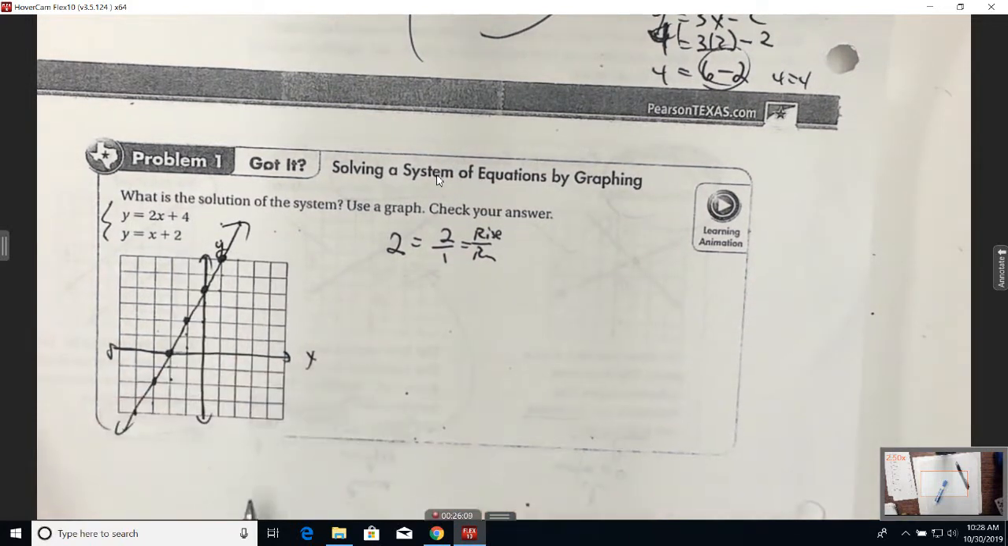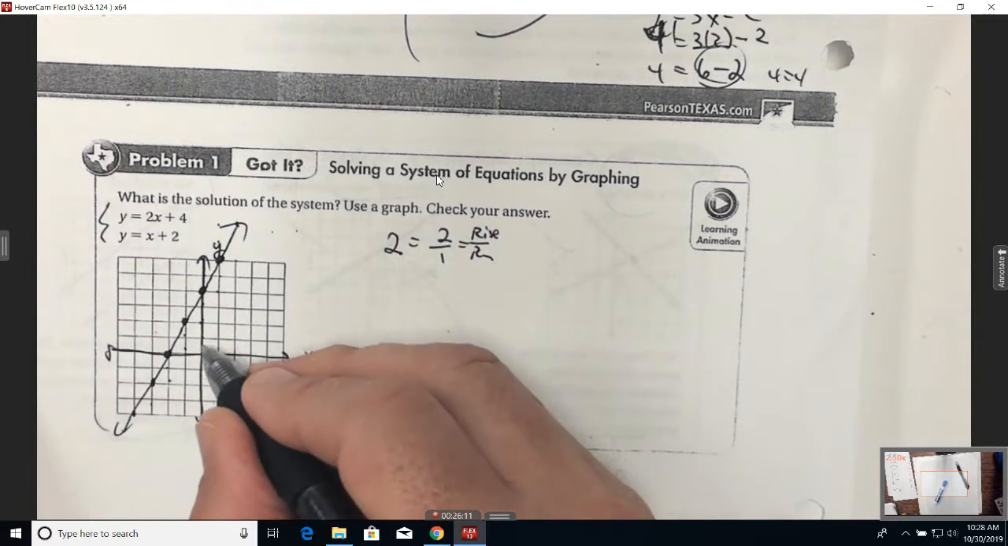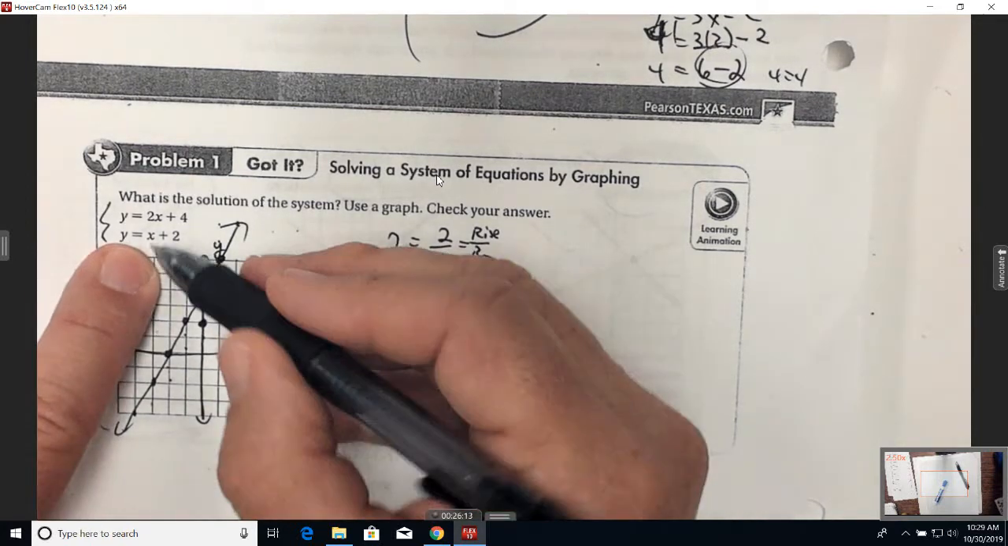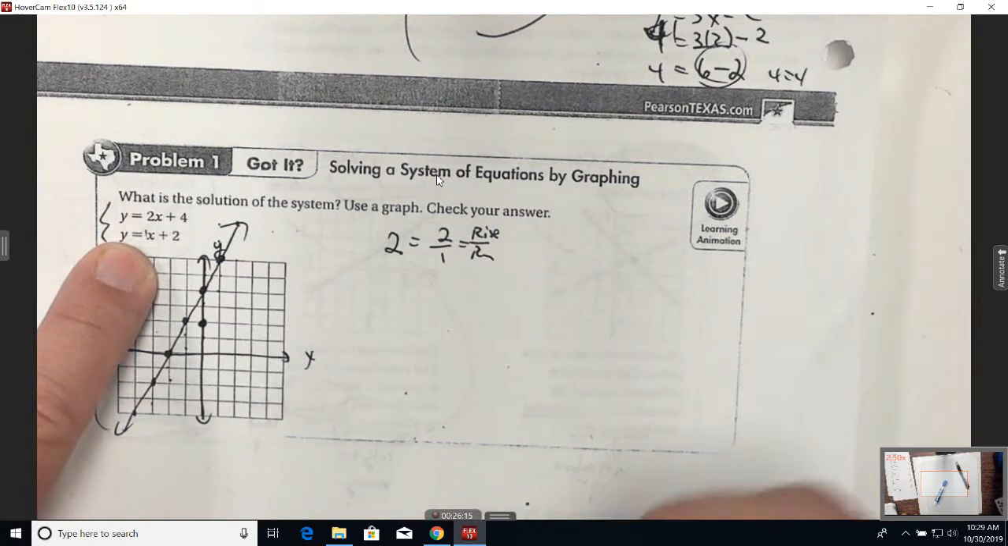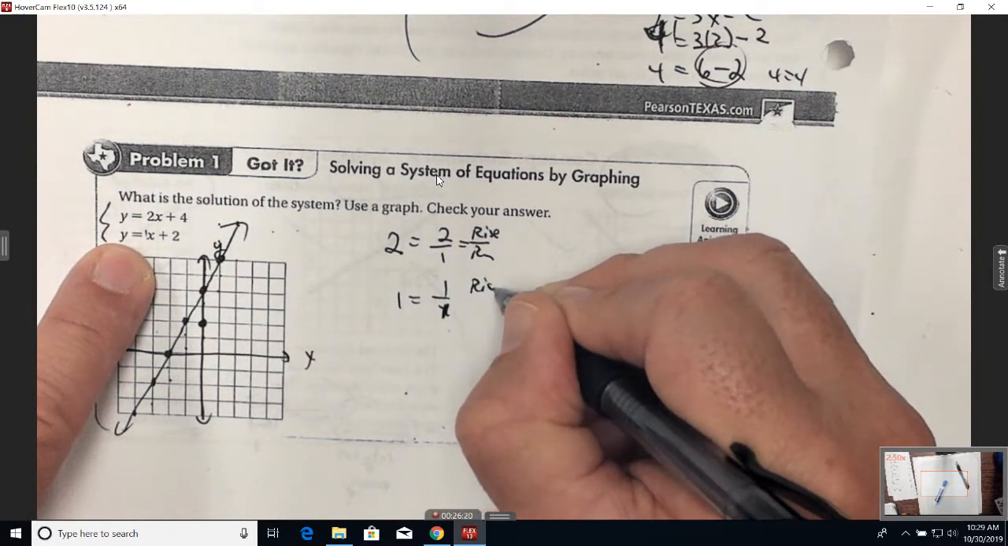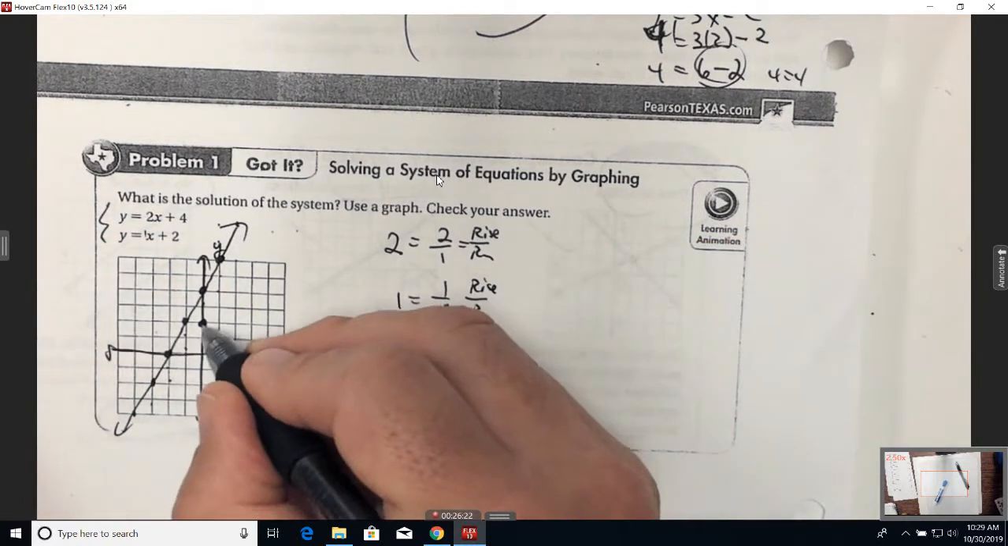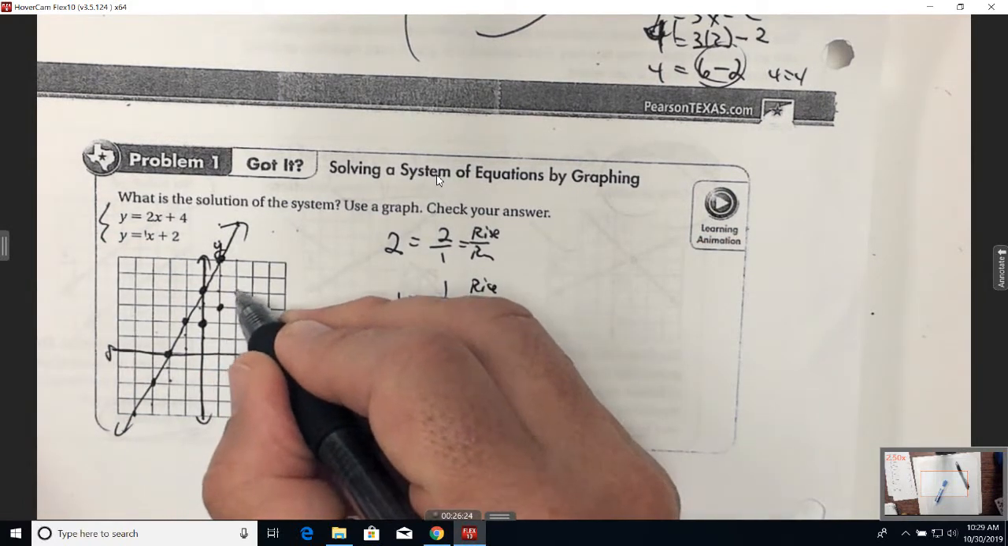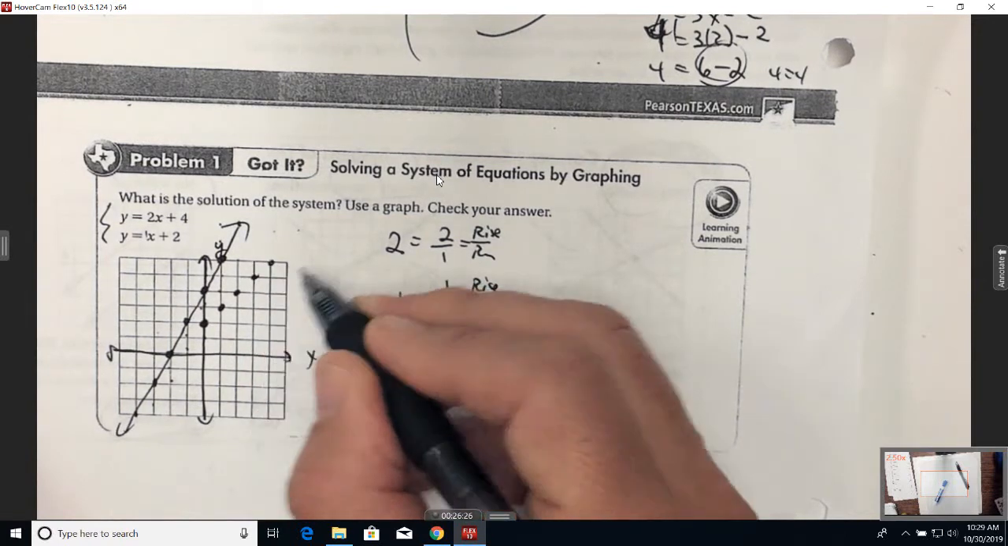And let's graph the second one. So what's my y-intercept there? 2. What's the slope? What's the number in front of the x here? It's a 1. That's the same thing as 1 over 1. So that's my rise over my what? Run. So if I find other points, I rise up 1, run 1. Rise up 1, run 1. Fill that up with points.